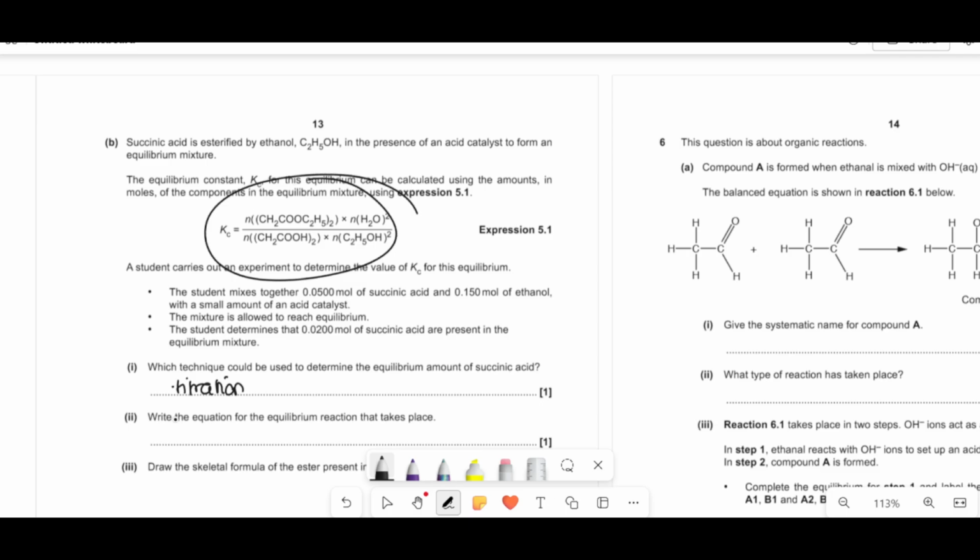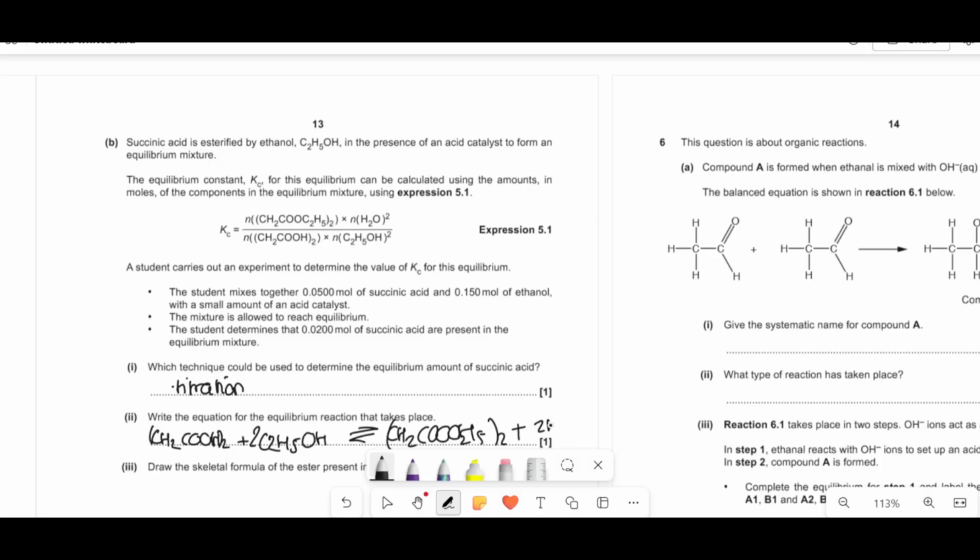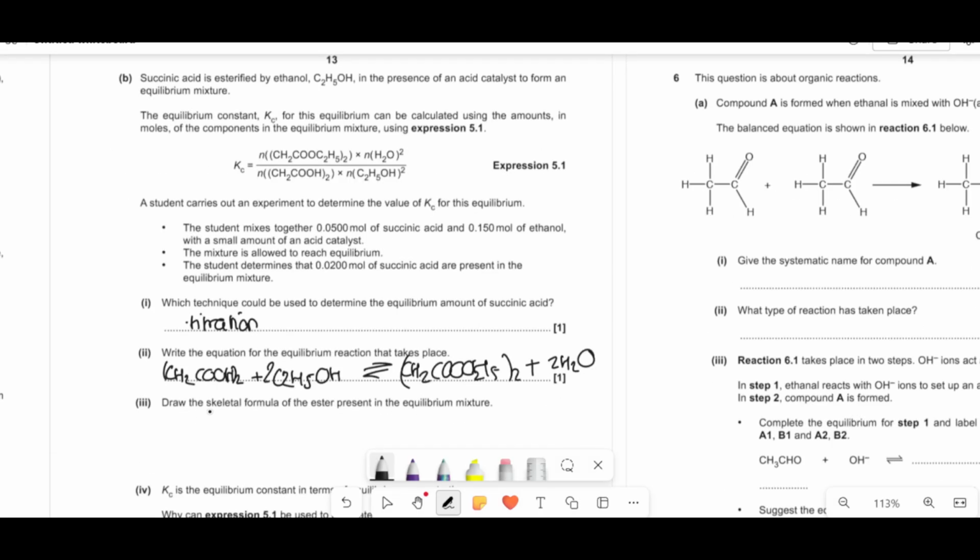Here it tells you what's up. These are your reactants, those are your products. So therefore it's going to be CH2(COOH)2 plus C2H5OH, but squared, there's two of them, gives you CH2(COOC2H5)2 plus, and then 2H2O. That's it. So then it says, draw the skeletal formula of the ester produced. I would start with the double bond O bit, because that's what came from the acid, right?